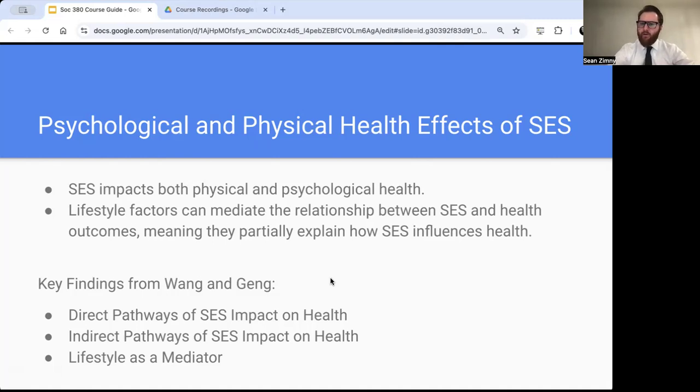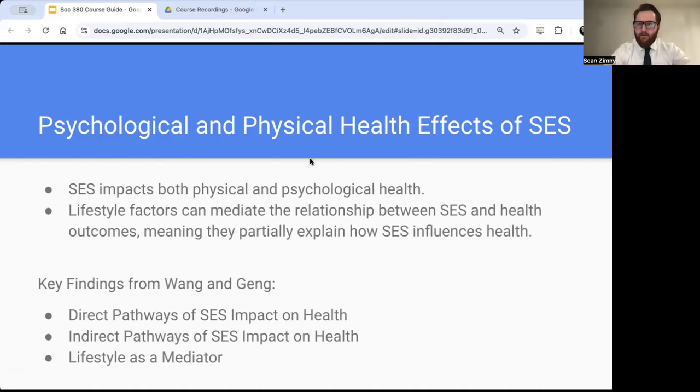I want to point out as well that lifestyle choices are often constrained by socioeconomic status and are influenced by one's social environment and available resources. So think about what the most significant lifestyle factors are that can mediate the relationship between socioeconomic status and health. Think about your life or experiences, as well as the reading. Again, the key takeaways you see up there on the screen are that socioeconomic status impacts both physical and psychological health, and that lifestyle factors can mediate the relationship between socioeconomic status and health outcomes, meaning that they partially explain how socioeconomic status influences health.